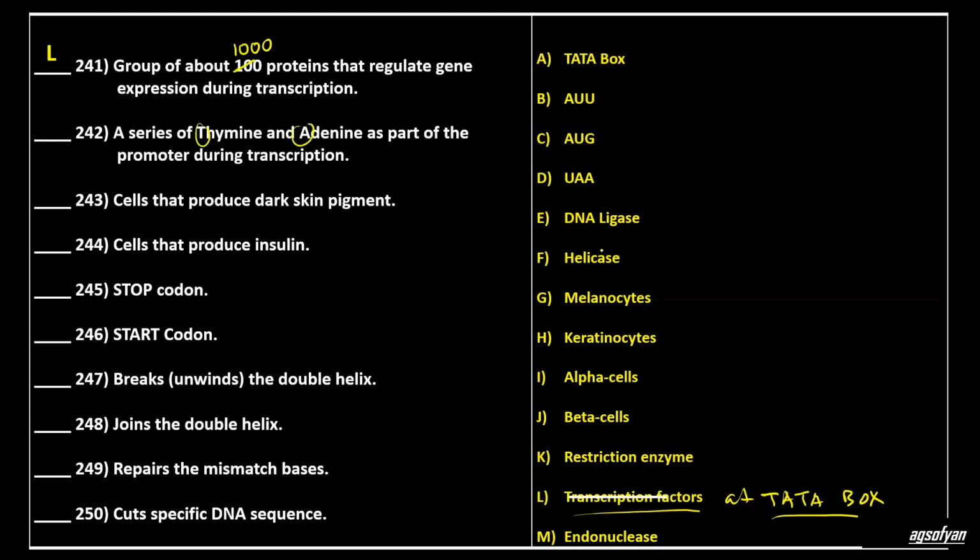Okay, so this is the TATA box over here. Cell that produce dark skin pigment. The dark skin pigment is melanin. Okay, so the cell that produce melanin will be melanocyte. Cell that produce insulin. Okay, insulin produced by the beta cell of pancreas.